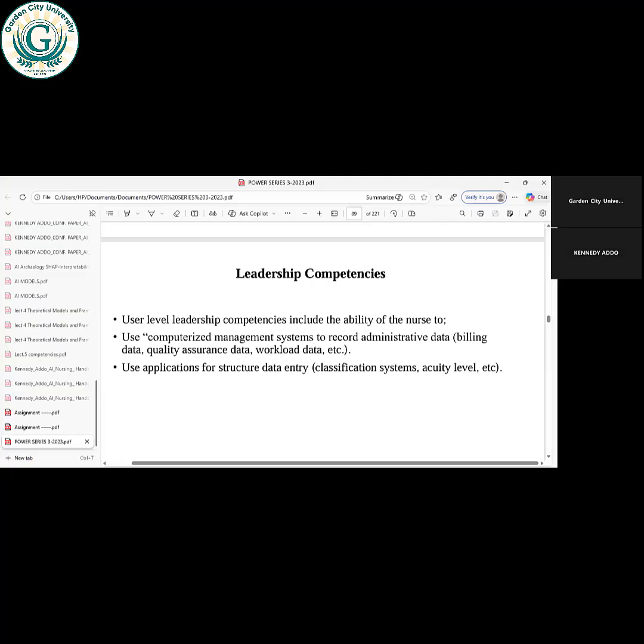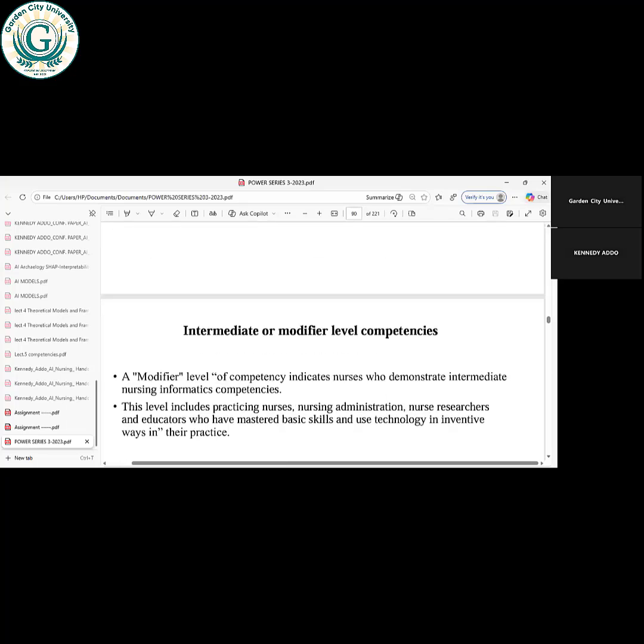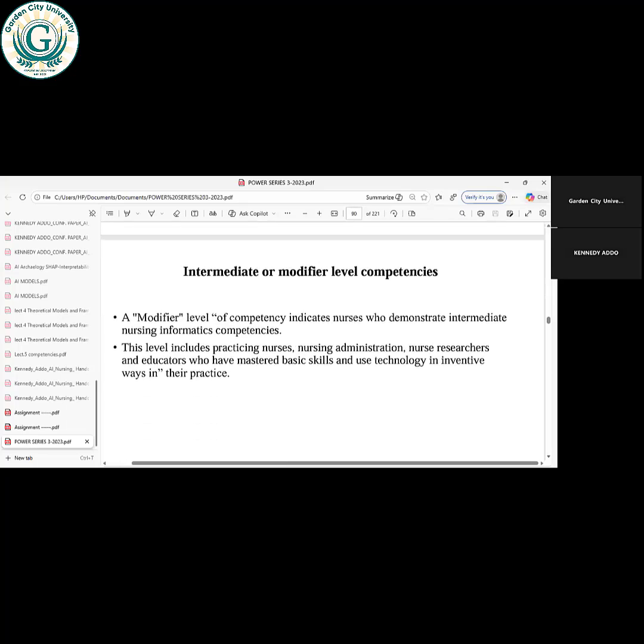Right. I hope I can move on to the next one. That is intermediate or modifier. Can I move to that one? Then let's look at intermediate or modifier level competencies.